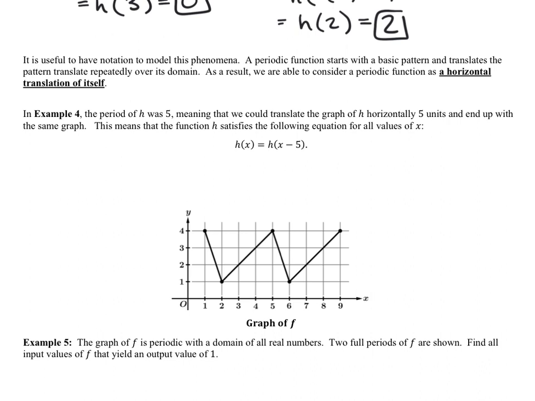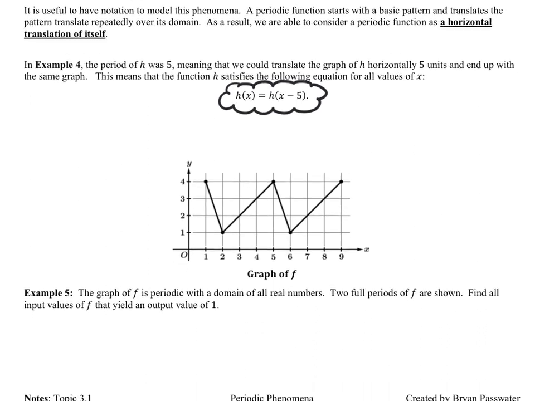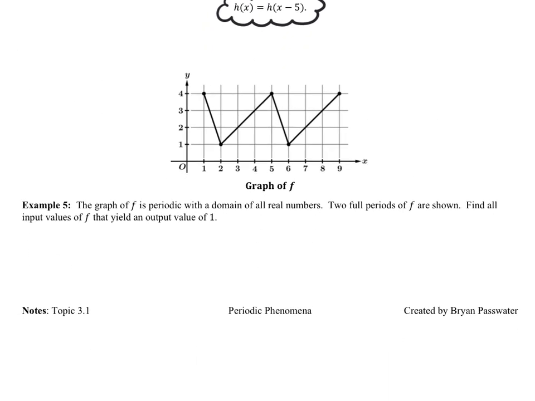That's exactly how we were able to do the 5 times some integer, plus or minus a number, and evaluate the function. So when we're working with these functions all semester, all the rest of the quarter, know that they are just translations of themselves, scooted over, scooted over, scooted over to repeat the pattern. Which means, if we take example 5 here, it says the graph of f is periodic with a domain of all real numbers. It's not shown for all real numbers, we're only shown from 1 to 9, but it's telling us it repeats forever. 2 full periods of f are shown.